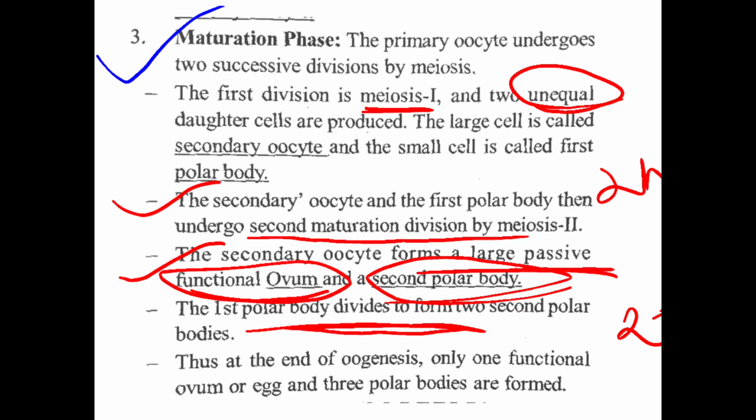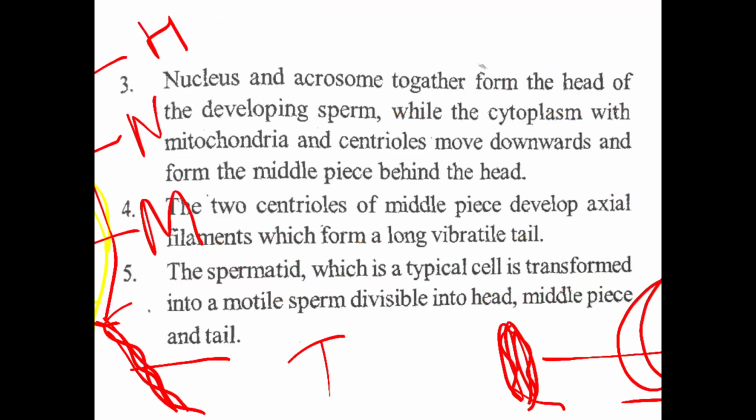Thus at the end of oogenesis, only one functional ovum is formed. Only one ovum is formed from one oogonium, and three polar bodies are formed. Okay.